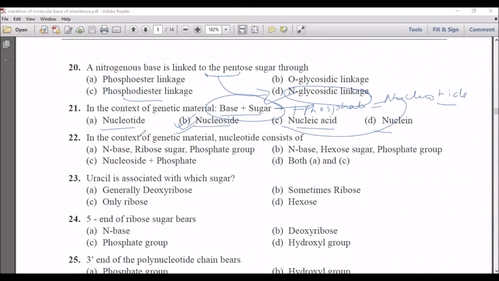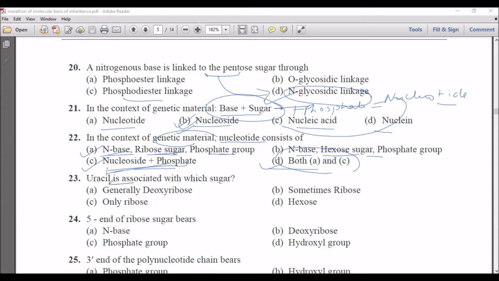Now, next question is, in the context of genetic material, nucleotide consists of: A, N-base, ribose sugar, phosphate group; B, N-base, hexose sugar, phosphate group; C, nucleoside plus phosphate; and D is both A and C. Now, we know that in the context of genetic material, a nucleotide contains nitrogenous base, ribose sugar, and phosphate group, and nucleoside and phosphate is also equal to nucleotide. So options A and C are correct. That is, D is the correct answer, which contains both the options, A and C.